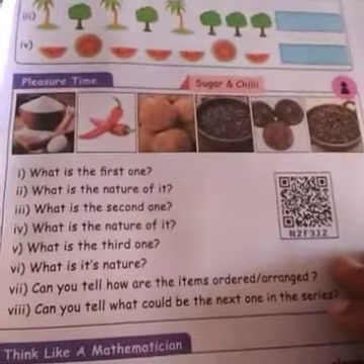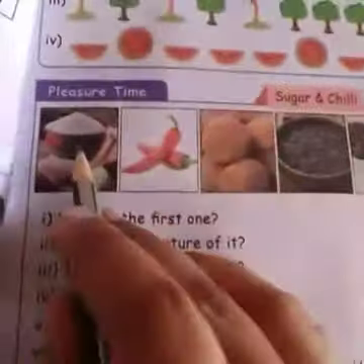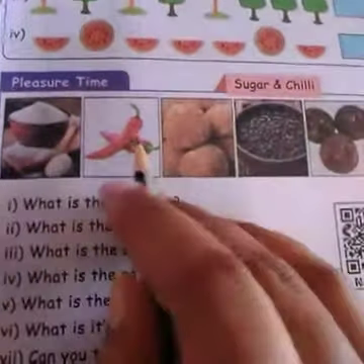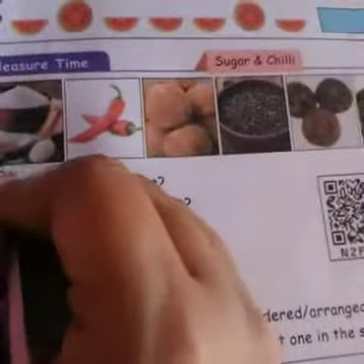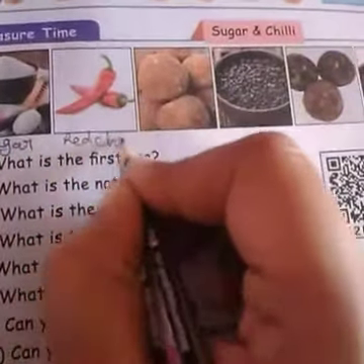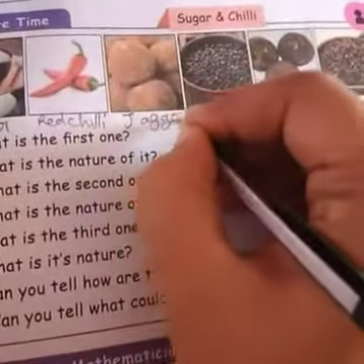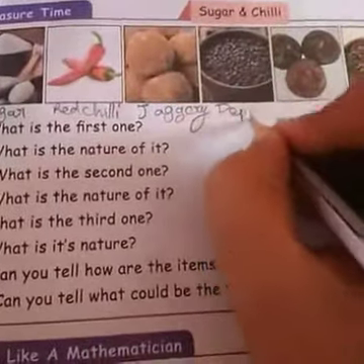See the next one. Okay, they are giving some pictures. First you find what the pictures are. See the first one, that is sugar, right? Okay, sugar. And the second one, red chilli. Third one, jaggery. It is used in pongal.